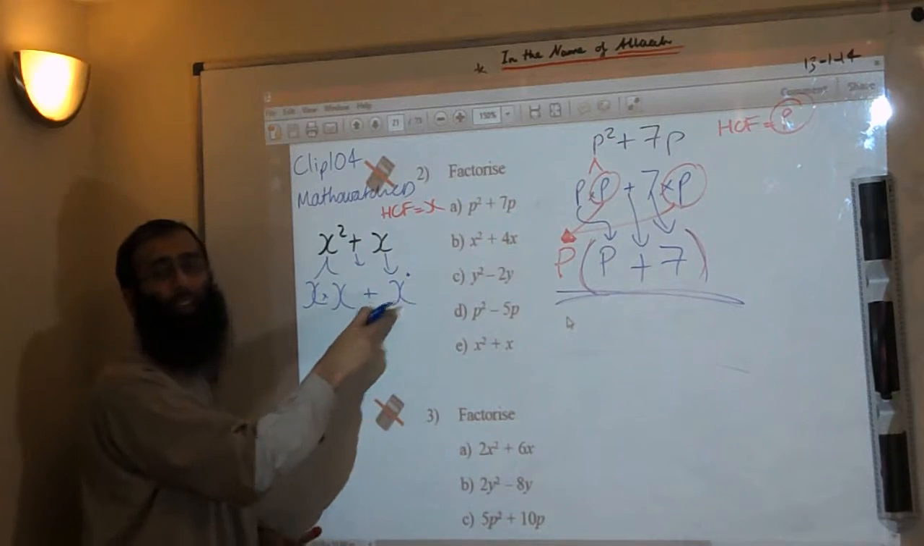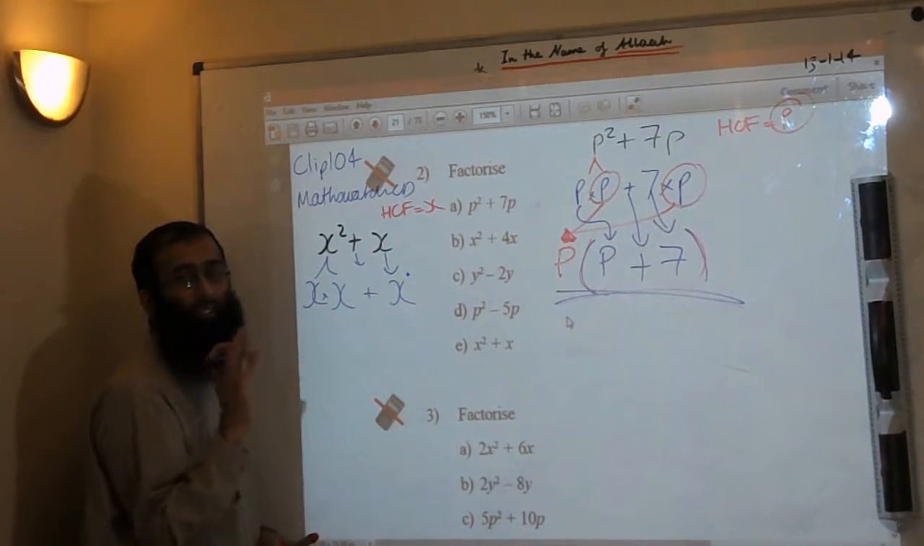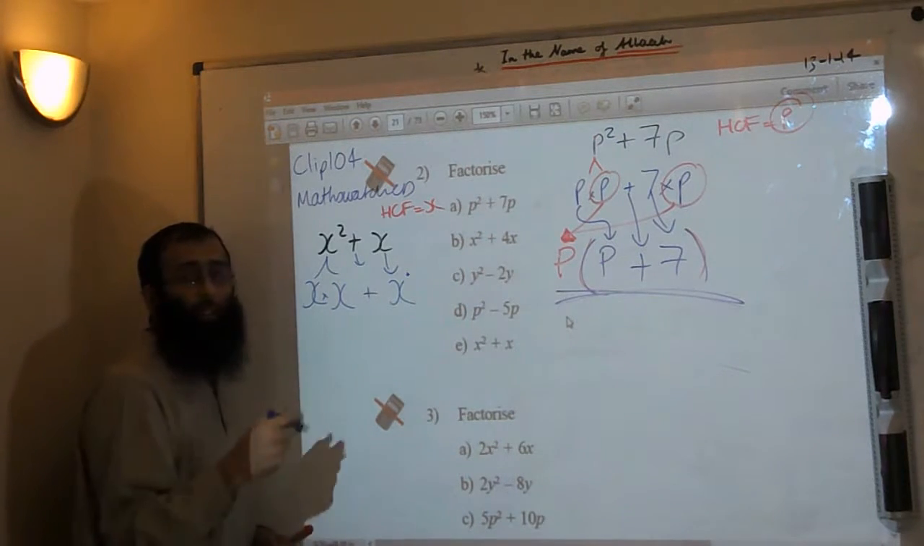We have to do something a bit extra here, but I'm going to come back to that in a second, okay? So this at the moment is not what I want it to be. Now, let's start factorizing this.